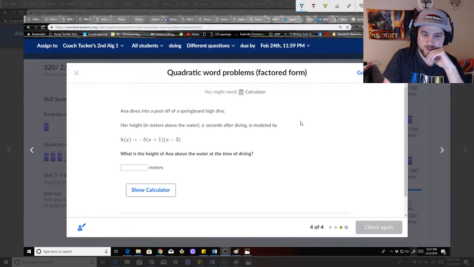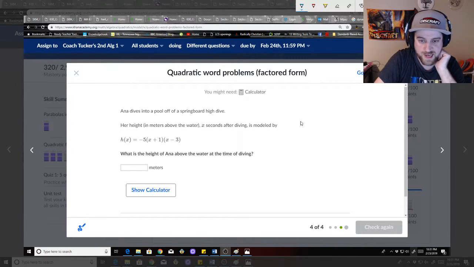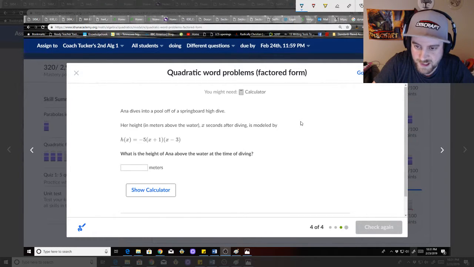So it says, Anna dives into a pool off of a springboard high dive. Now her height in meters above water, x seconds after diving, is modeled by that equation. If you just think about the scenario here, we've got a springboard, right? You've got water here. That's what it looks like, and it's going to look something like this, probably.